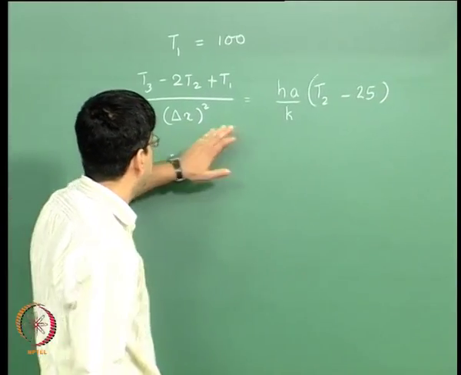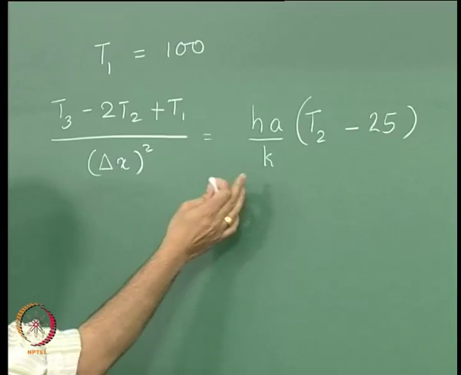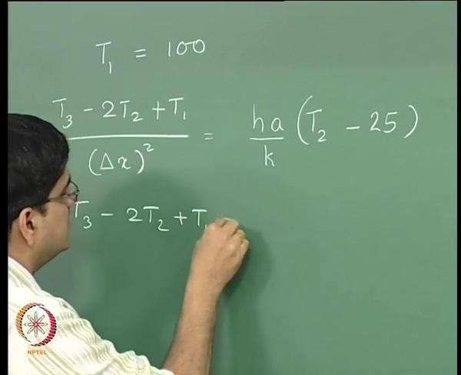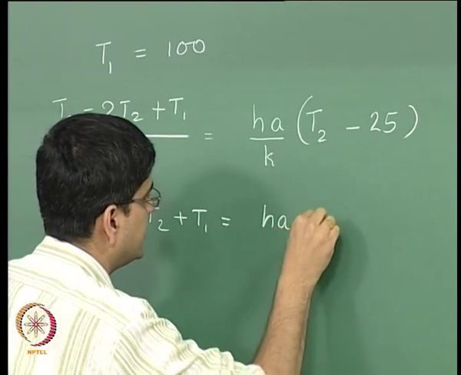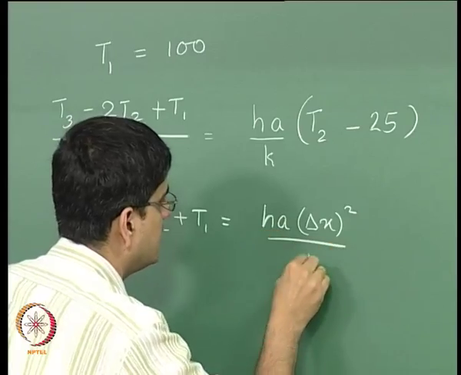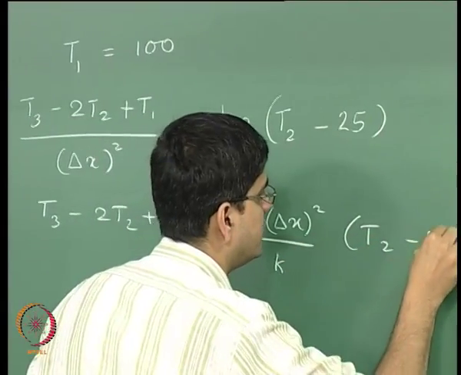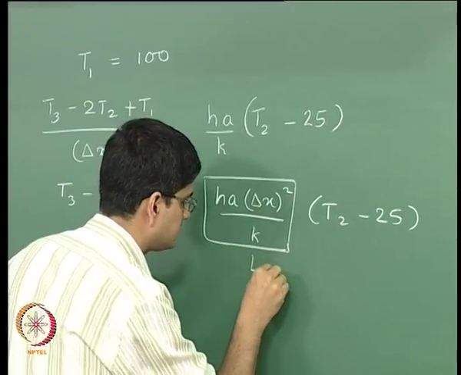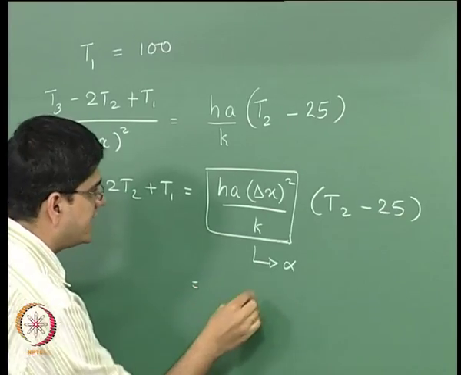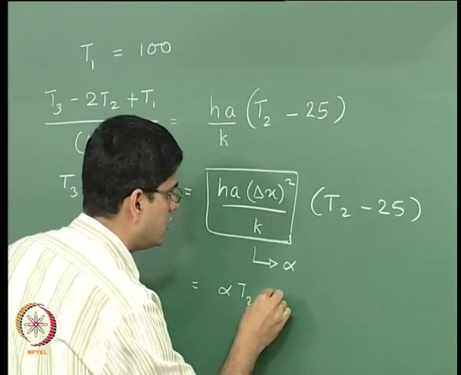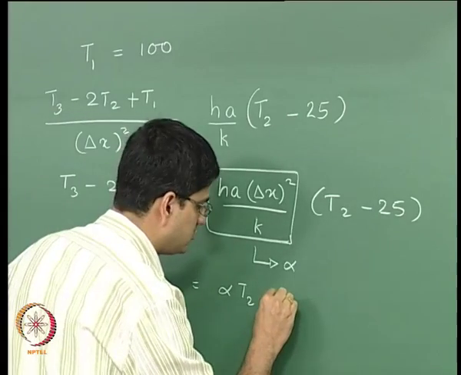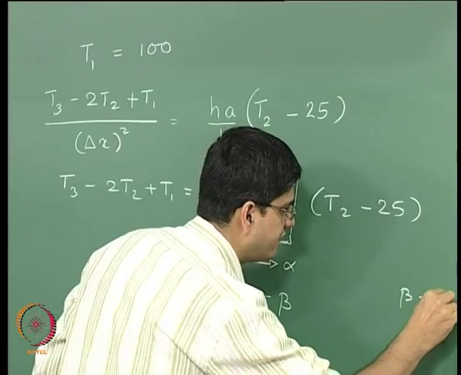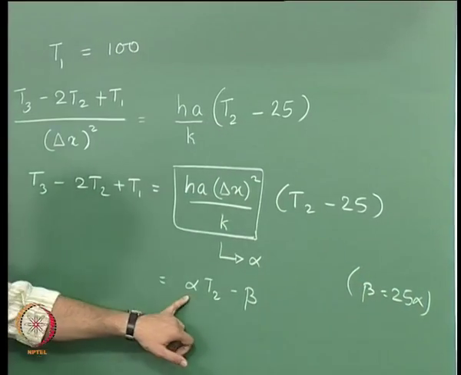Okay, and if I take delta x squared onto the other side, I will basically get T3 minus 2T2 plus T1 equal to hA delta x squared by k times T2 minus 25. Let us call this factor alpha. So we will get alpha T2 minus alpha multiplied by 25. Let us call 25 alpha nothing but beta, where beta equals 25 alpha. So this is what we will get.